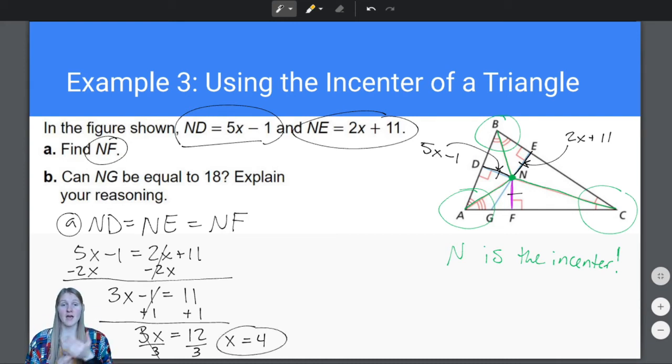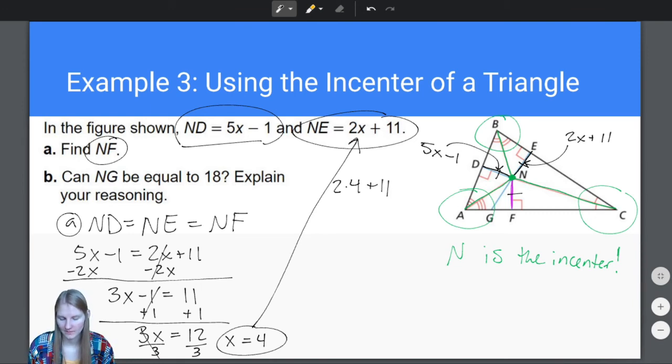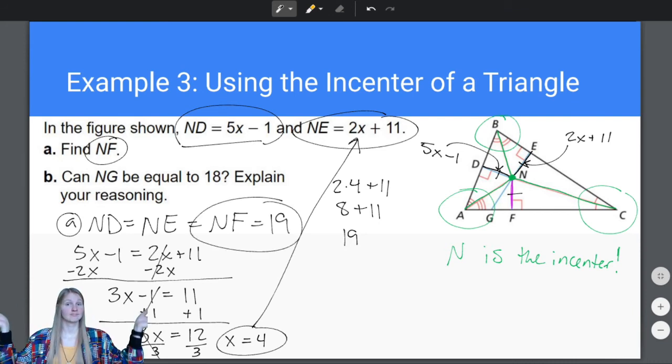There, that's NF. I'm done, right? No, that's x. That's not NF. So what I need to do now is take this x and plug it in. 2 times 4 plus 11, that's 8 plus 11, which is 19. Okay, so if NE is 19, that means that NF is 19. So all of these are equal to 19. And there's part A. Now part B.